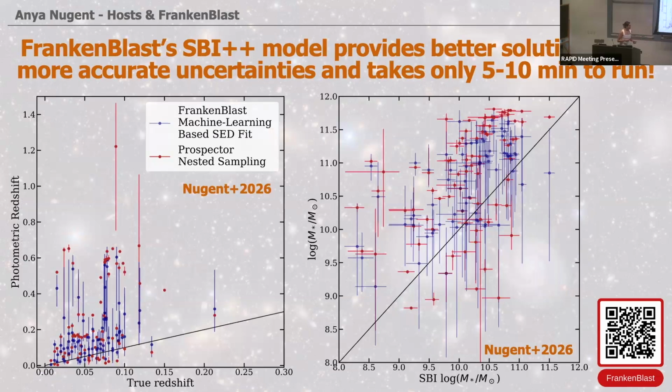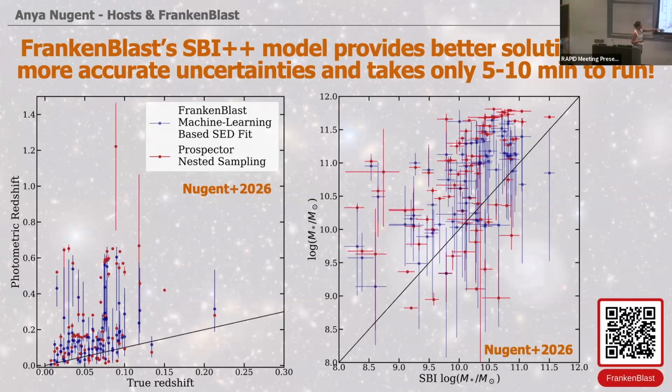Okay, so now taking a look at how well we did, what was really exciting is that we noticed that our SBI++ model provided better solutions and more accurate uncertainties than traditional Prospector nested sampling. So just showing you an example of this with how well we were able to recover photometric redshifts.